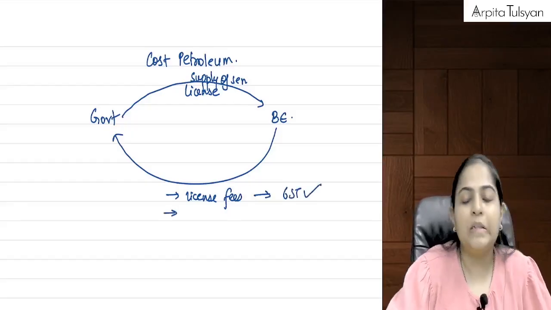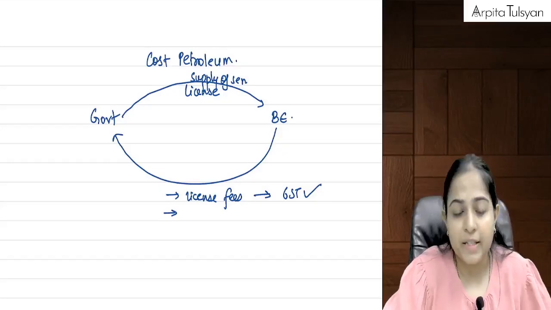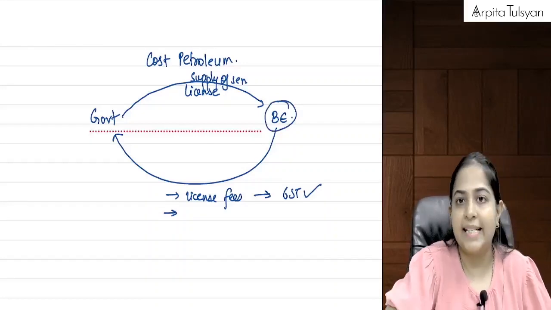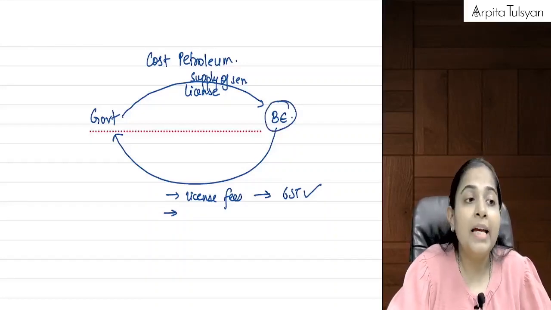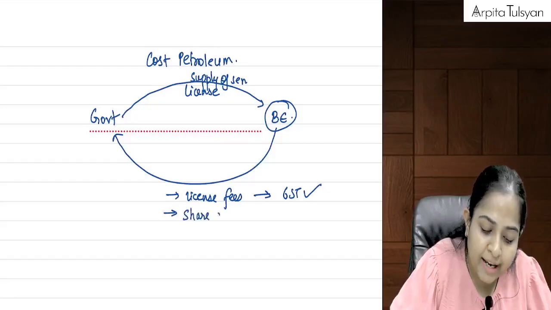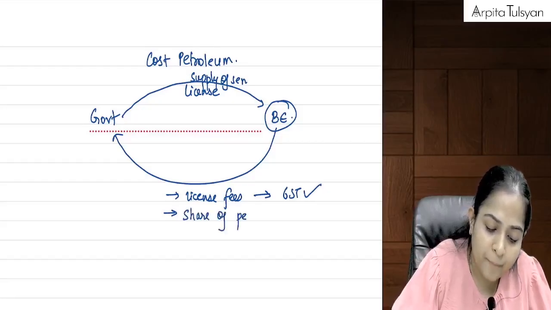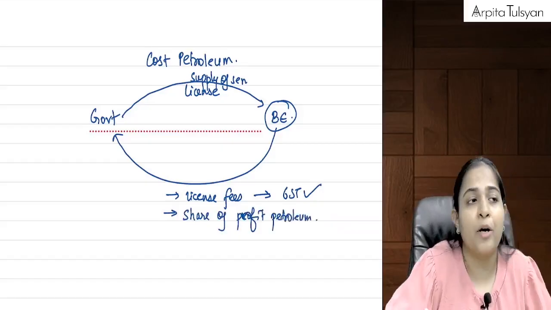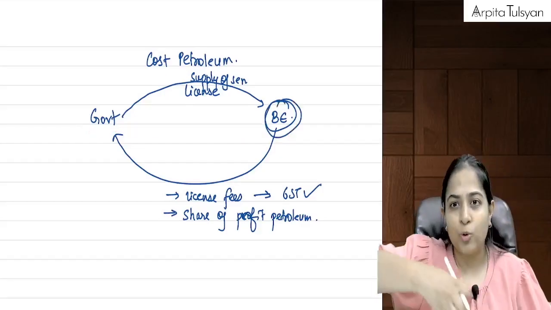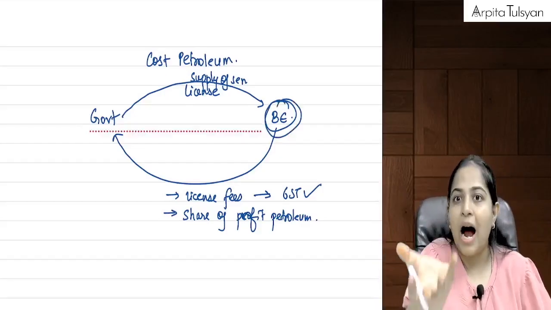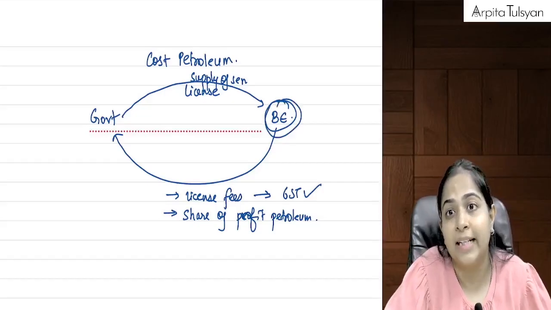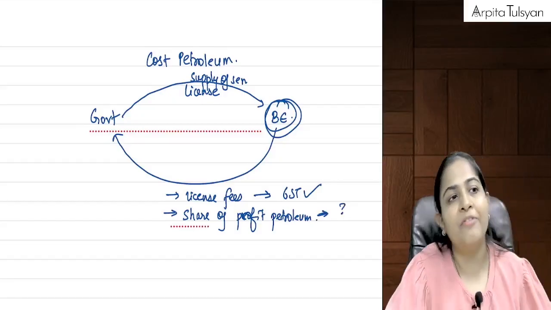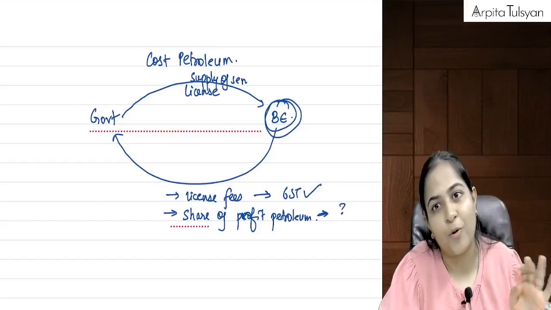Now there was another element: the government told that business entity that, apart from the license fee, you have to give me some share of profit petroleum. What does that mean? When this business entity does the exploration, whatever output it gets, it has to share with the government. So the question was, will GST apply on this share of profit petroleum or not?